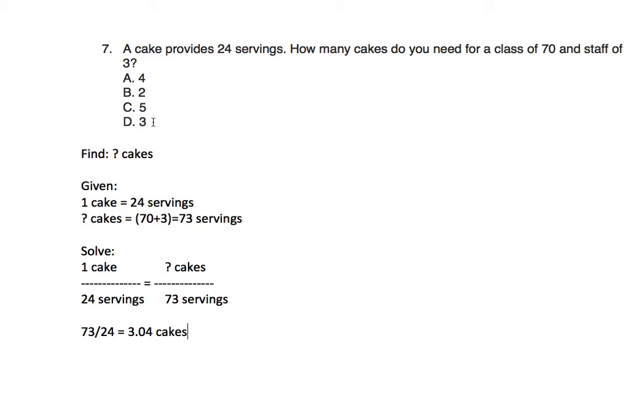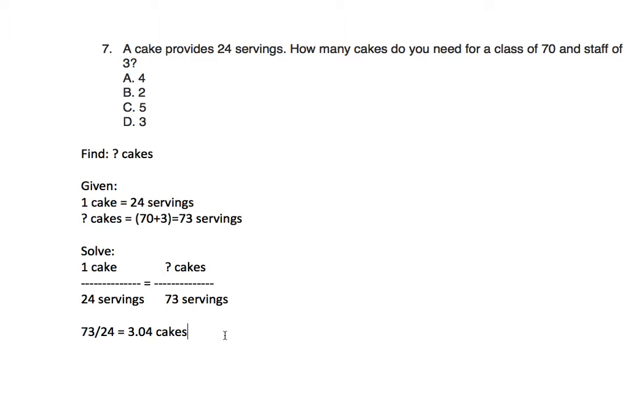So we might be tempted to pick D, 3, because 3.04, you would round that down to 3, right? However, will they let you buy 3.04 cakes at a bakery? They will not. If you buy 3 cakes, will everybody get a piece? 3 times 24 is 72, and you have 73 people.